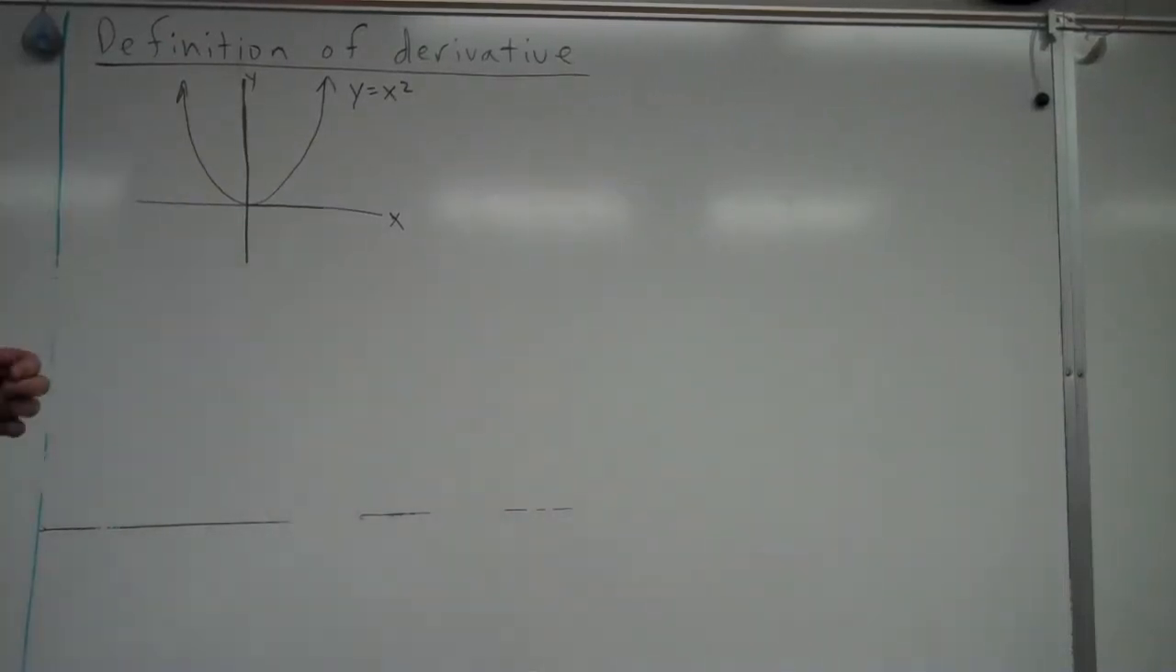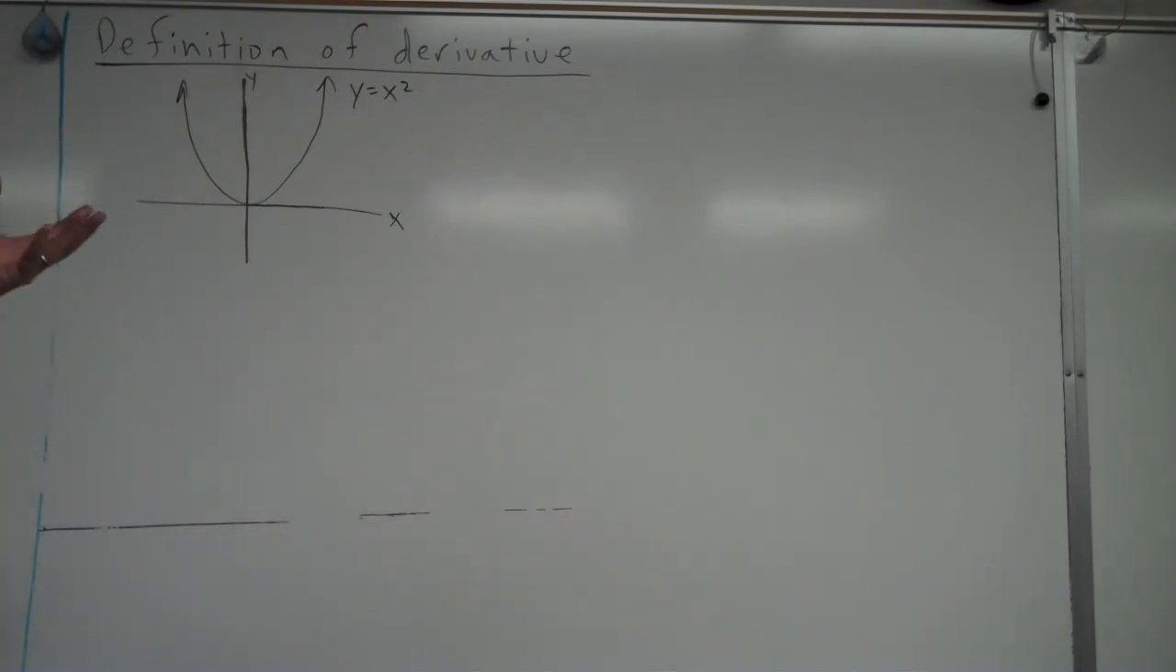We're going to go ahead and start looking at derivatives. And we're going to start by taking a look here at this graph y equals x squared and trying to find the slope at 2. So real quick before I get into that, this is just the very first thing on derivatives we're doing.